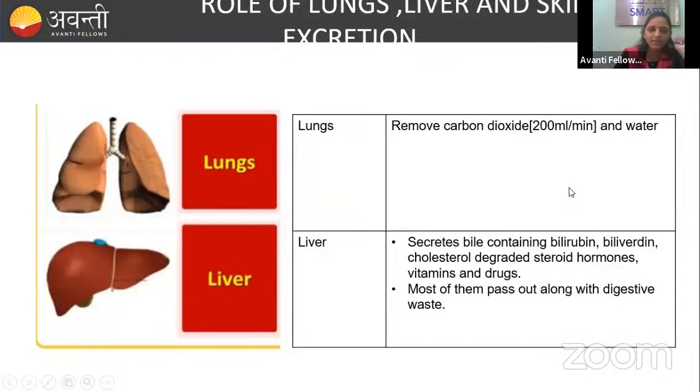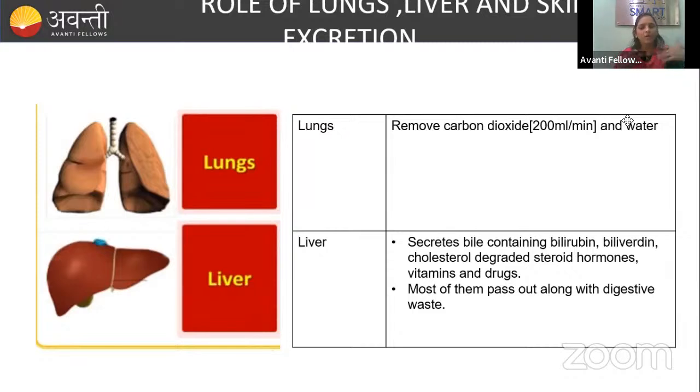Fine. So let us go to the next. The role of the lungs, liver, and skin in elimination. So that is excretion. So what are the roles, guys? Only the kidney is involved in excretion. Why are the lungs, liver and skin not involved? It is involved, right? So let us learn about this, guys.